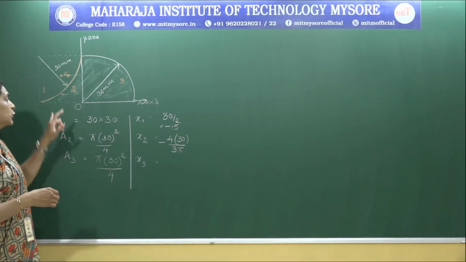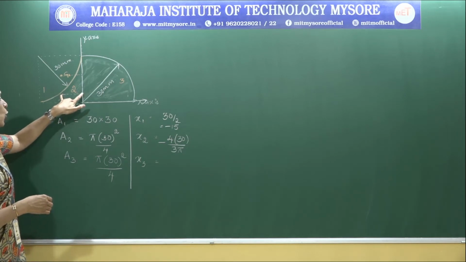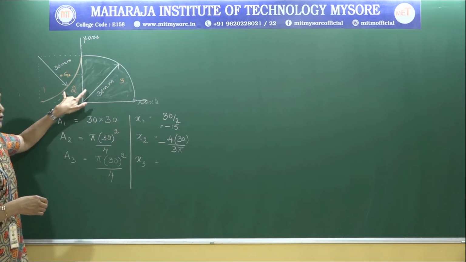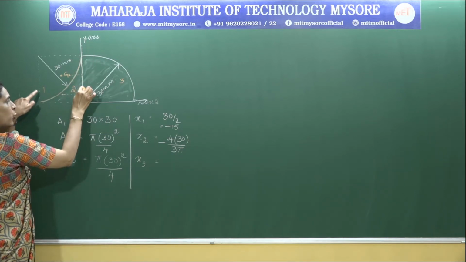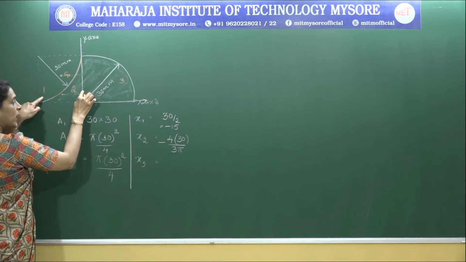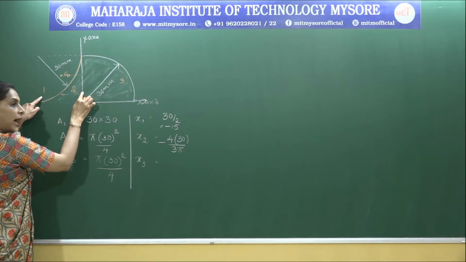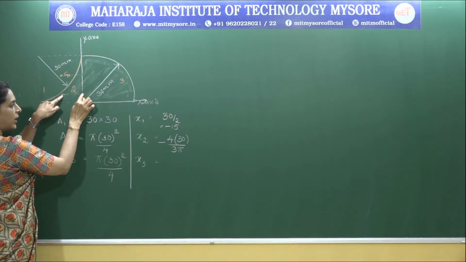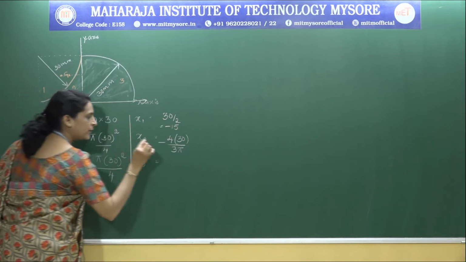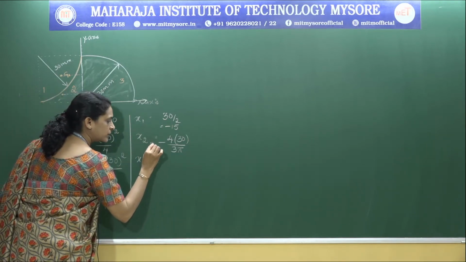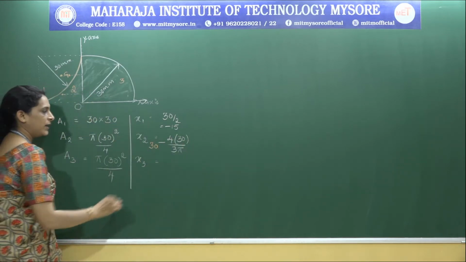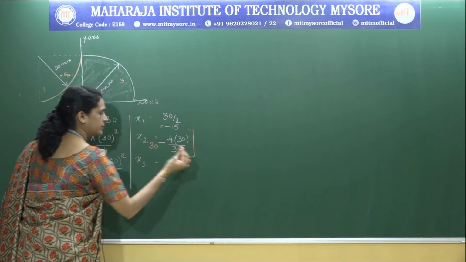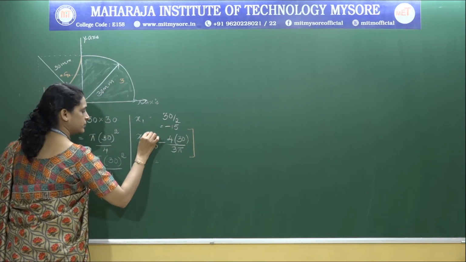Above all, do we have to consider only 4r by 3 pi? No, because this portion is inscribed within a rectangle. We'll have to consider the overall distance. To that, we'll have to subtract 4r by 3 pi. So here I write 30 minus 4r by 3 pi. Fine.